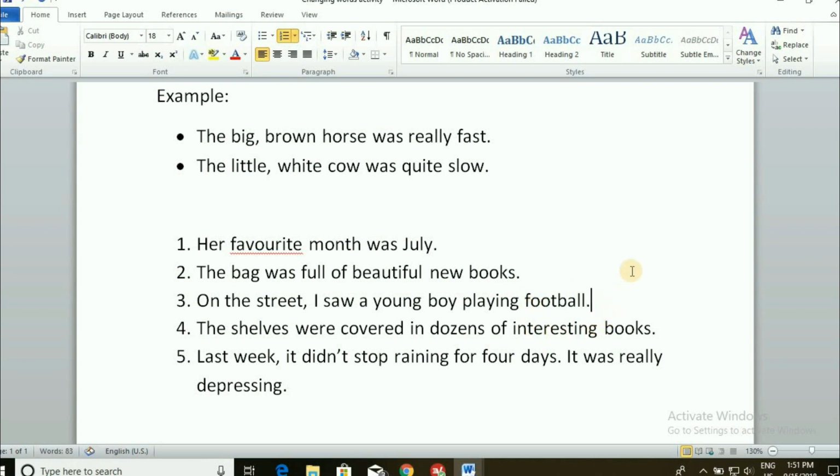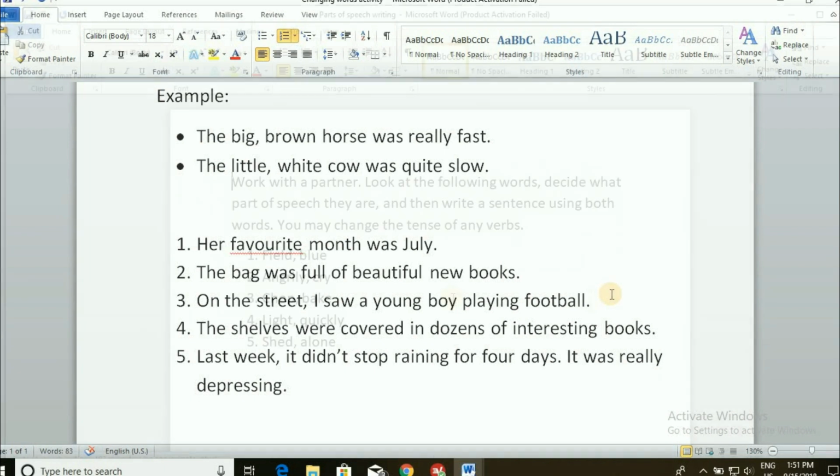This is a good exercise to show that you understand the parts of speech, that you can recognize them easily, and then change them. If you're able to do this, then you are able to improve your own writing by increasing the quality of vocabulary and the accuracy of vocabulary that you are using.